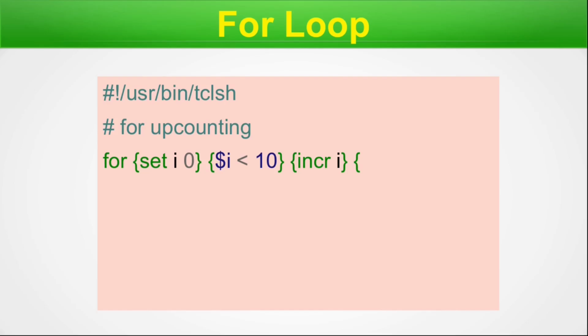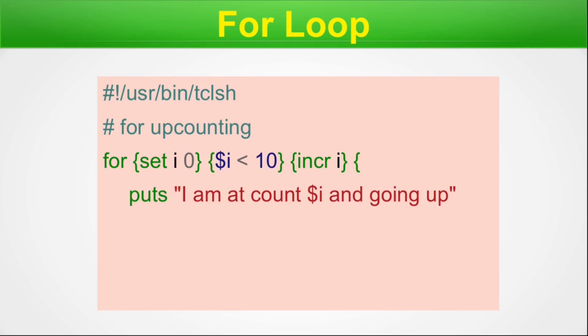You can relate if you know the C language, right? There are three counters and it's a typical C-style for loop we are writing here. First is the initialization counter, then the condition checking counter, and third is the incremental or decremental counter, based on whether we are going in the plus or minus direction. Now the body of the for starts here, and I am printing that I am at count $i and going up. After 200 and we say update.